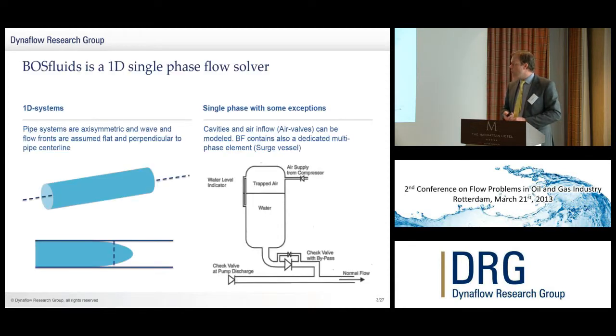So to kick off with BOSfluids, maybe people in the room have heard of it. It's a 1D single phase flow solver. It's particularly suited for pipe systems, since pipe systems can be assumed to be 1D. It is single phase, but there are some elements within the software that can handle some more complicated multi-phase elements, such as a surge vessel, for example.